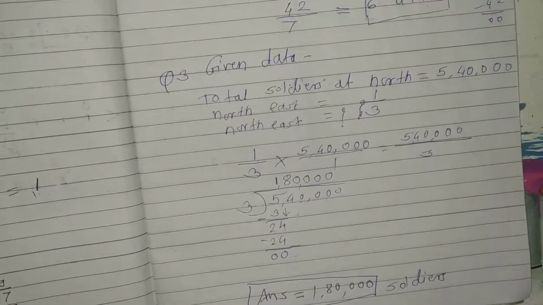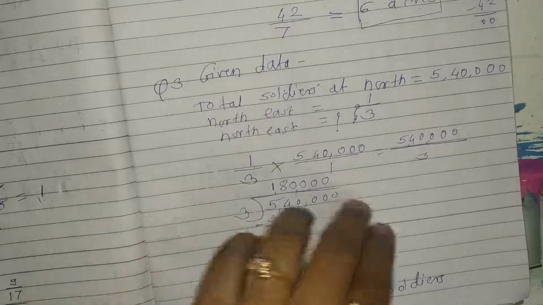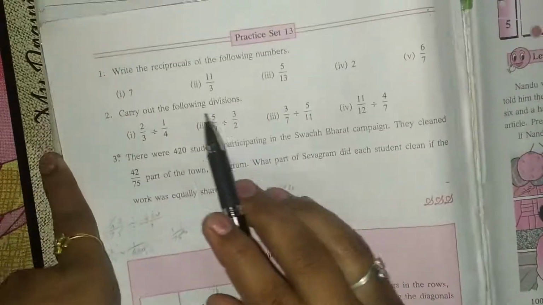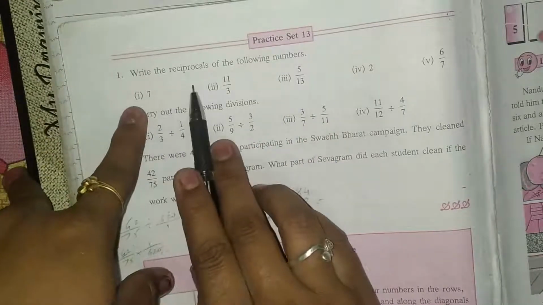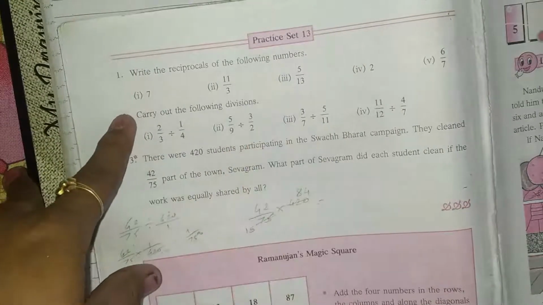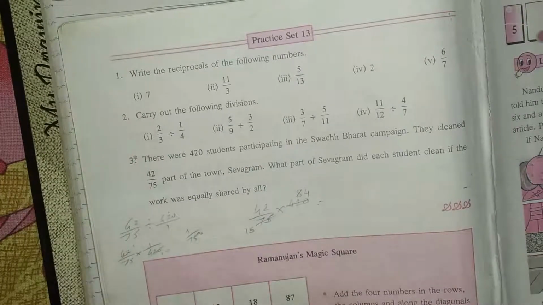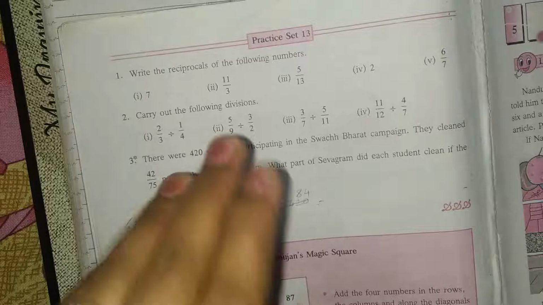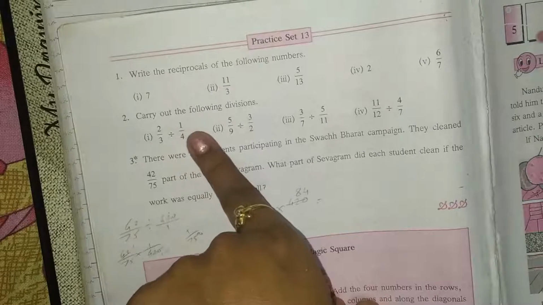Now today one more practice set we will see, students. Division we learn today, and reciprocal. First question of practice set 13 is here. Write the reciprocal of the following numbers. Reciprocal means we just have to write it in reverse: at the place of numerator, the denominator is written, and at the place of denominator, the numerator is written. So see here, write the reciprocal of the number, and the next question is carry out the division.